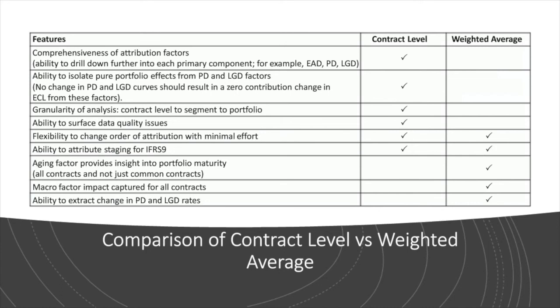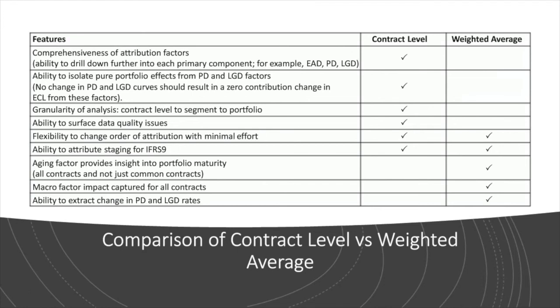Of course, because it's a contract level methodology, it is very granular. And so it also allows us to figure out if there are any data issues associated with certain groups of contracts, and allows you to track and fix them accordingly. Also, I didn't talk about this, but staging or significant increase in credit risk is part of the IFRS9 methodology, and the contract level method can track contracts as they go from one stage to the other because of change in their delinquency.